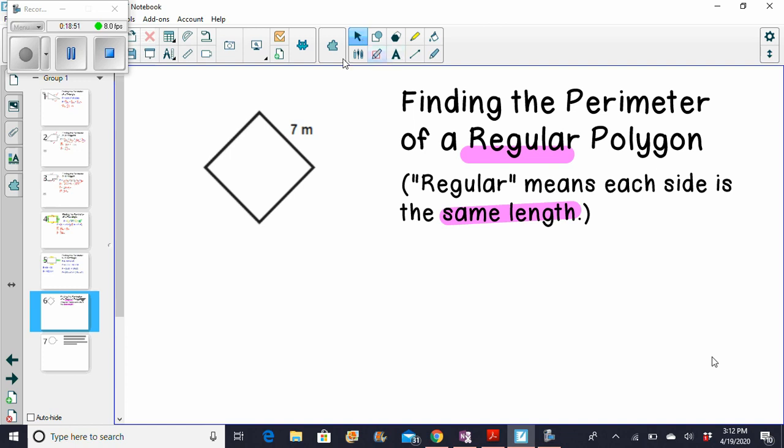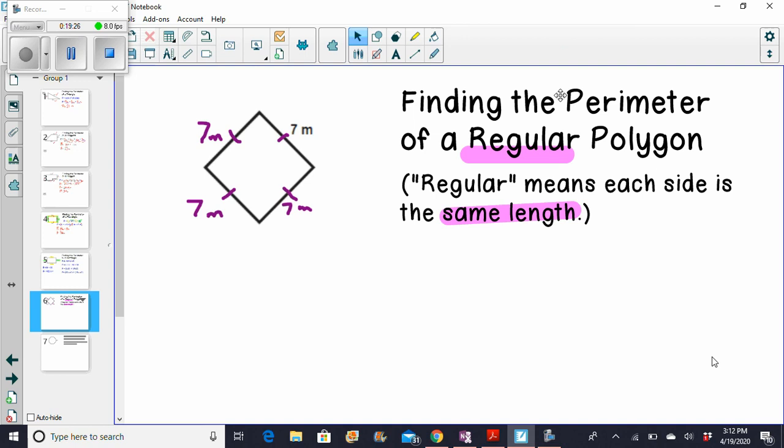So if I take a look at this figure that I have here, this quadrilateral, I have one measurement already given to me on here, and that's 7 meters. Well, if it's a regular polygon, if it's a regular quadrilateral, then that means all of these sides are going to be 7 meters by definition. Otherwise, it would not be quote unquote regular. So this side is the same as this side. Notice I'm putting those little tick marks.